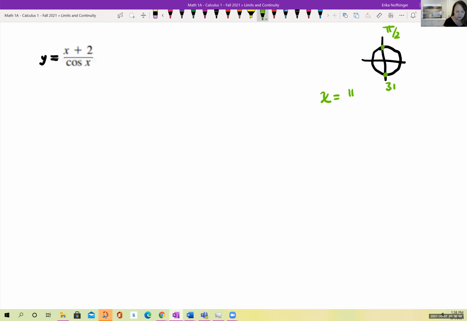When we get down to 3 pi halves, cosine of x is also periodic. That happens every 2 pi, but we can actually even say that it happens every pi, because from pi halves to 3 pi halves, that's a pi. If I add a pi to that, it gives back the values of x which set cosine equal to 0.